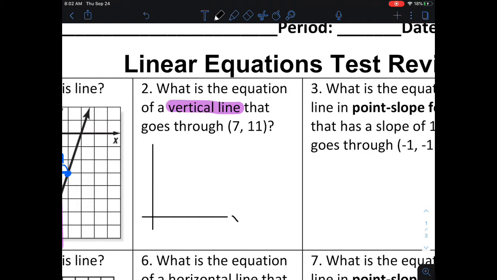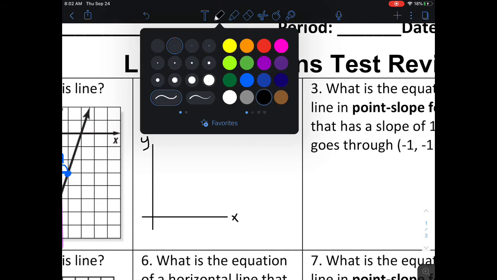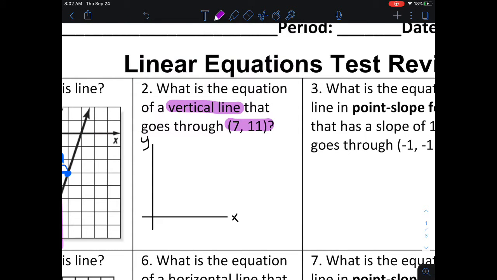Of course, this is my x-axis, this is my y, and here's my point. Okay, so 7 is going to be my x value, and 11 is my y value. So I'm going to go 7 on the x-axis. 1, 2, 3, 4, 5, 6, 7. And then I'm going to go up 11. Actually, that was kind of high. 1, 2, 3, 4, 5, 6, 7, 8, 9, 10, 11. And of course, this is just a sketch, it's not perfect.